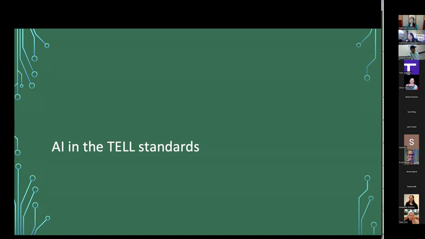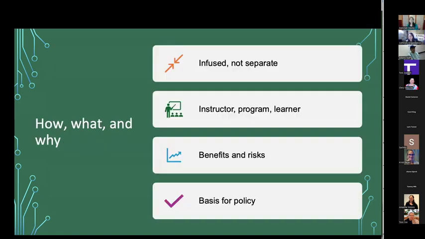Now let's look at the AI parts of them. As I said before, they are infused. It's not a separate thing. It's part of pretty much all of the standards have some piece of AI in it because it's part of just about everything we do these days. It's in the instructor, the program, and the learner sets of standards. We talk about benefits and risks. It's like there are great things and there are issues. So we really want people to think about benefits and risks with AI.